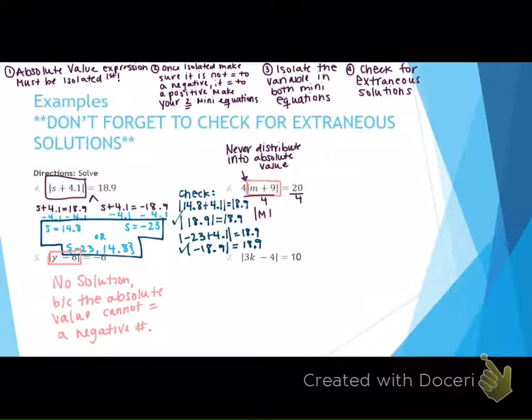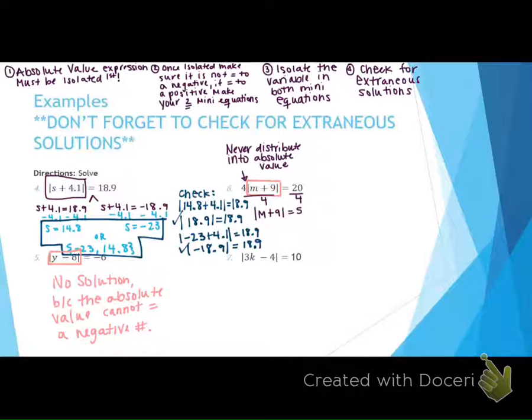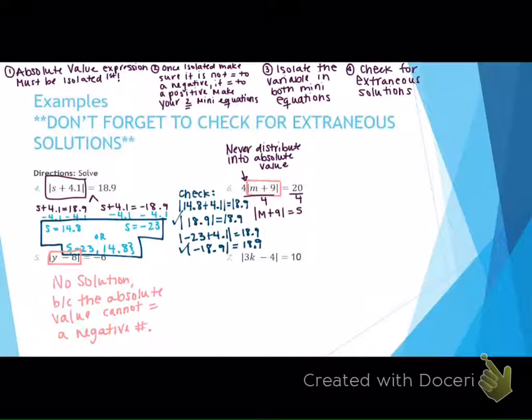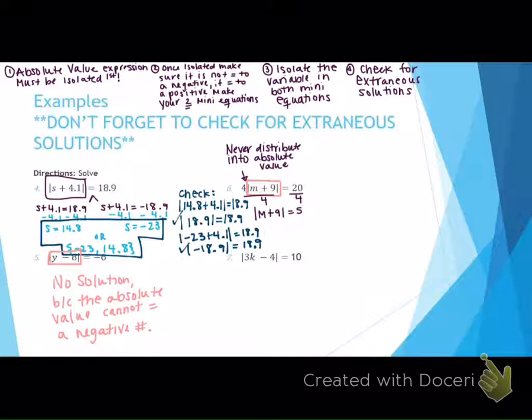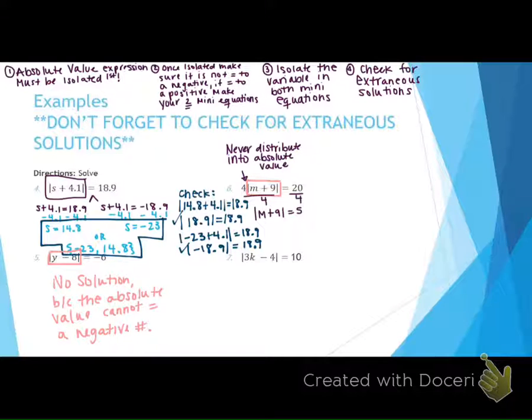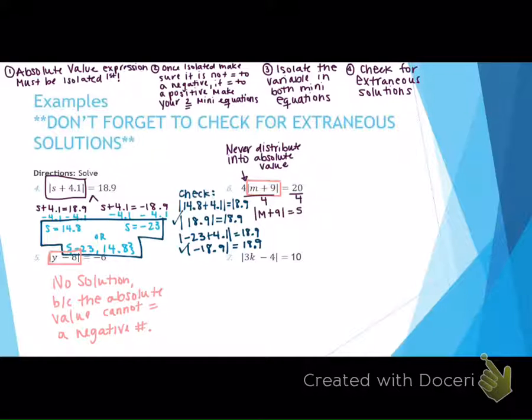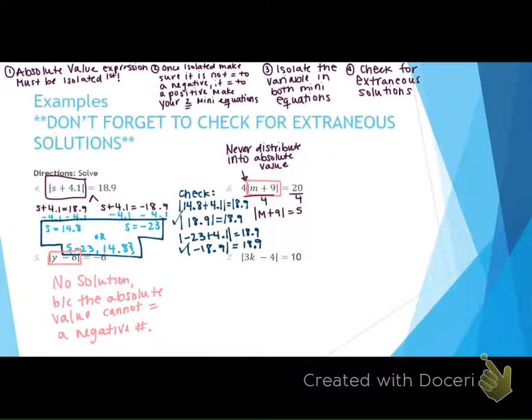We do not drop the absolute value bars until we've split into 2 equations. Again, you do not drop the absolute value bars until you've split into 2 equations. When can you drop the absolute value bars? When you have the 2 equations, so do not do that until then. So once you've isolated that absolute value, make sure it is not equal to a negative. Is this equal to a negative? No, so we're good there, so it's positive, so you can create your 2 mini equations.